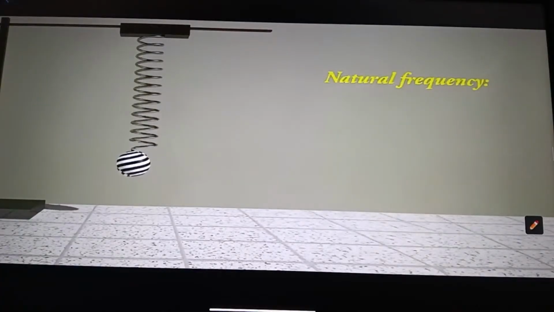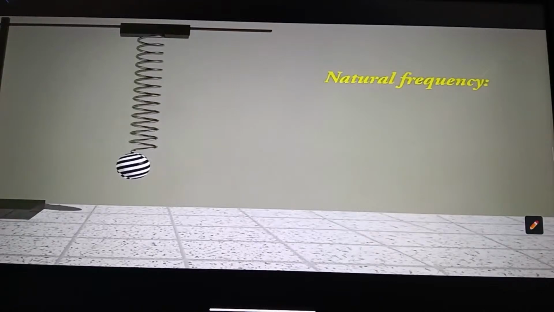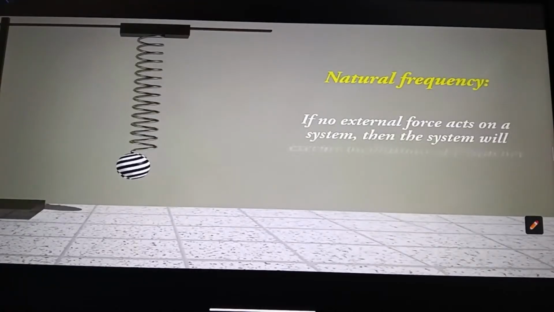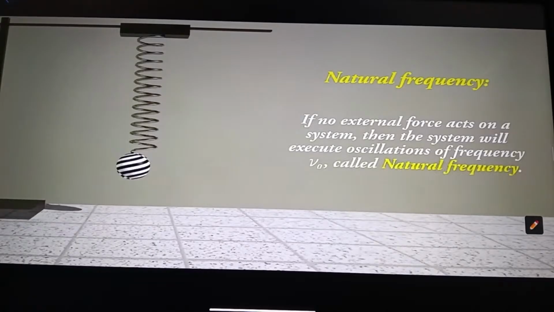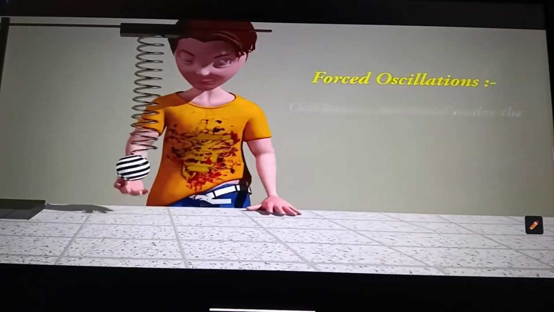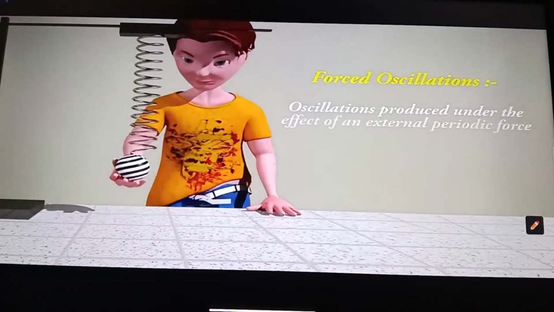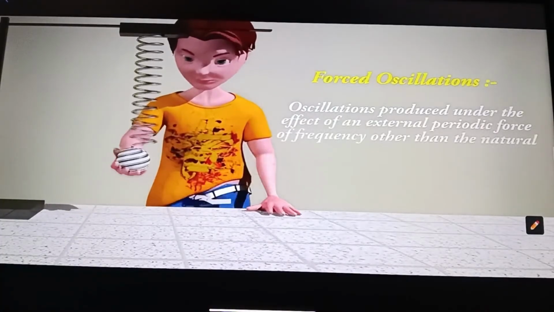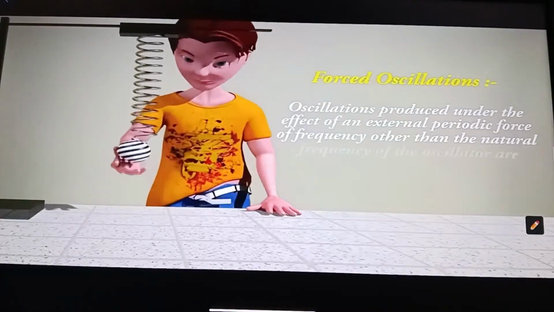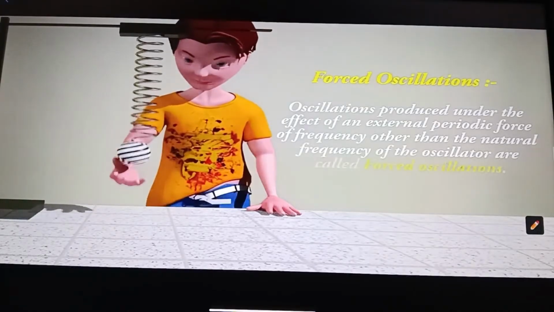An associated term with forced oscillations and resonance is called natural frequency. Let us learn about the terms related to forced oscillations and resonance. If no external force acts on a system, the system will execute oscillations of frequency nu naught. That is called the natural frequency. The oscillations produced under the effect of an external periodic force of frequency other than the natural frequency of the oscillator are called forced oscillations.